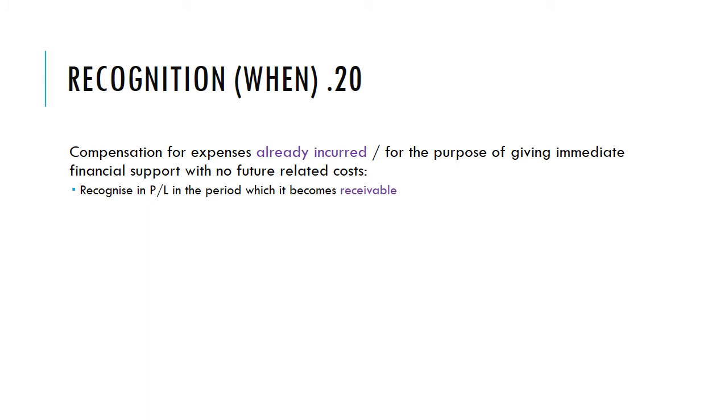Paragraph 20 also has another very specific example for us: compensation for expenses already incurred by the entity, or for purposes of giving immediate financial support with no future related costs. It tells us that you still recognize the grants in profit and loss in the period in which it becomes receivable, even if you only receive it later.